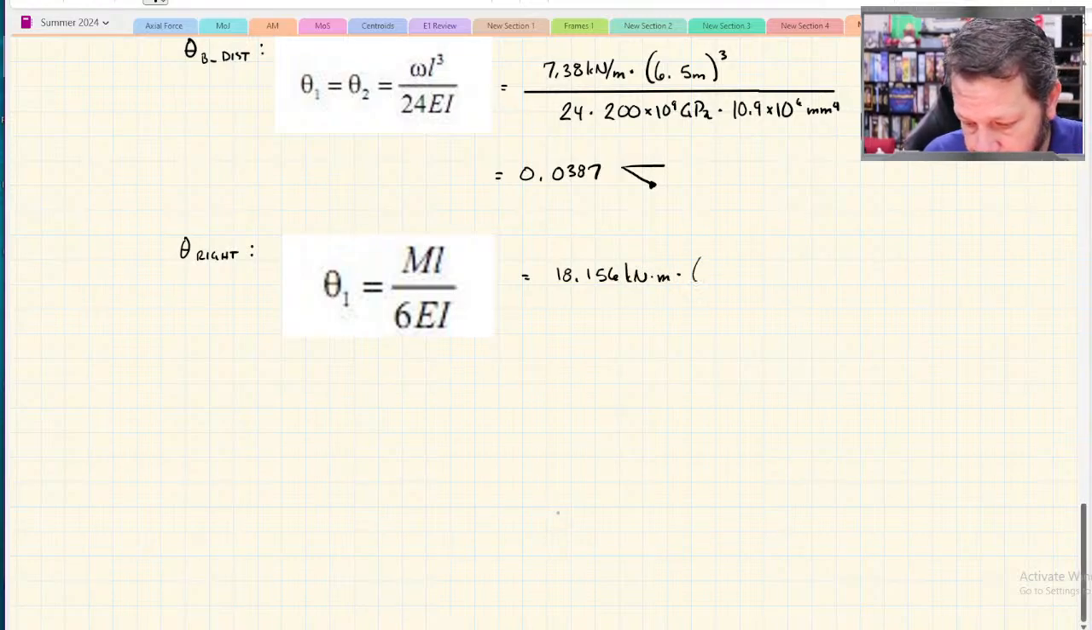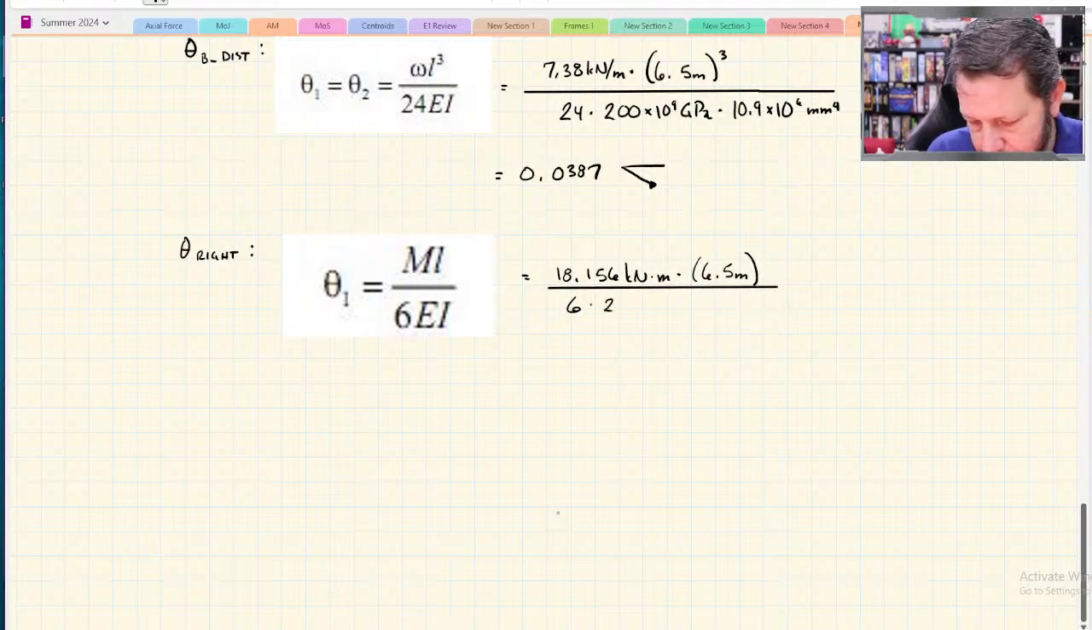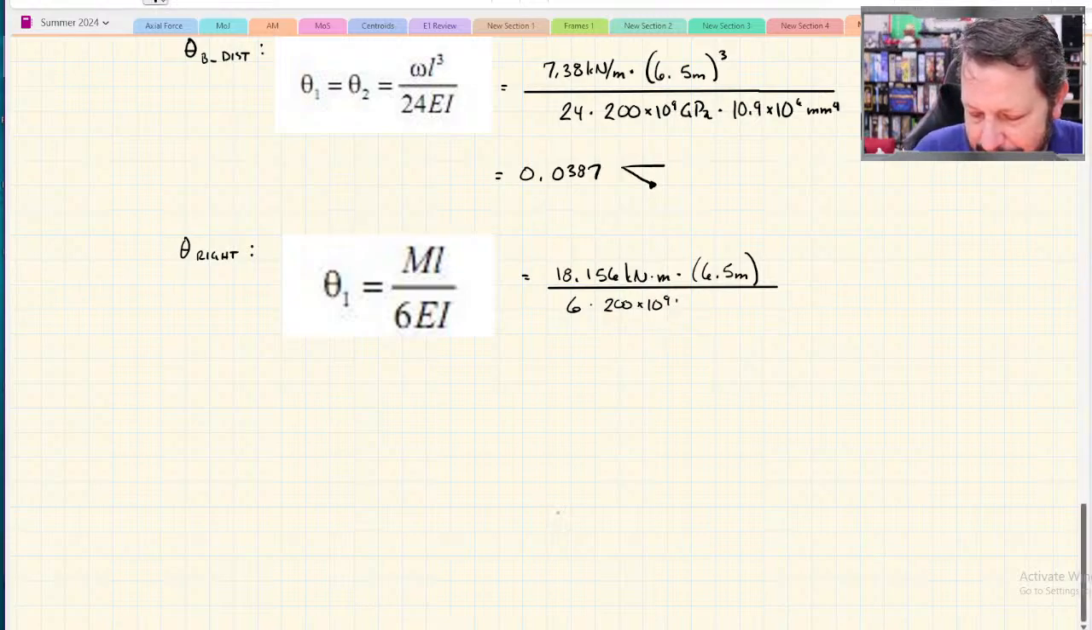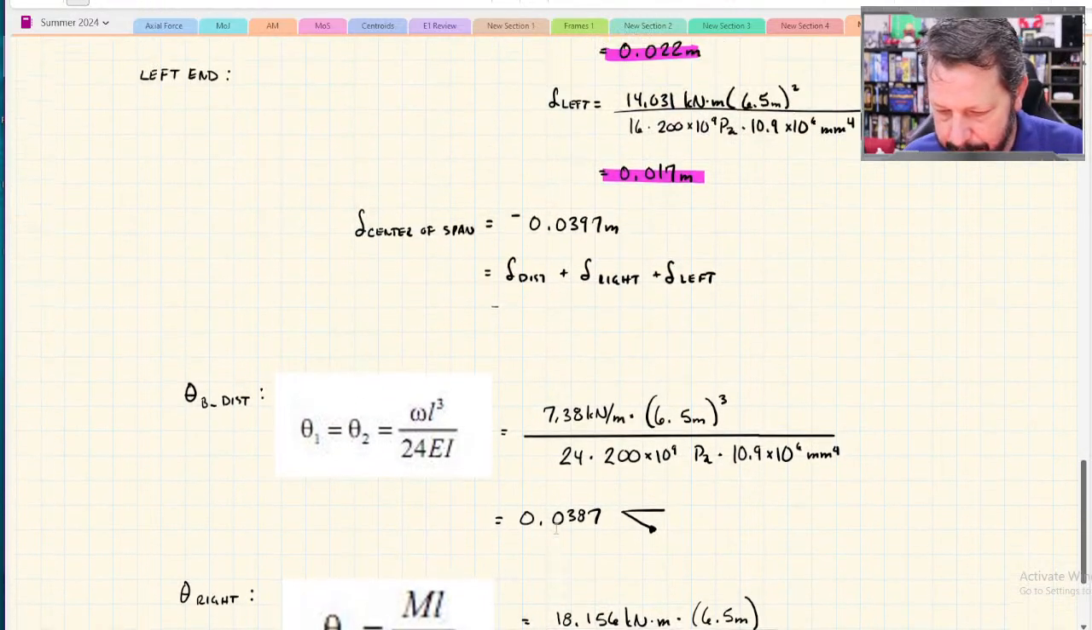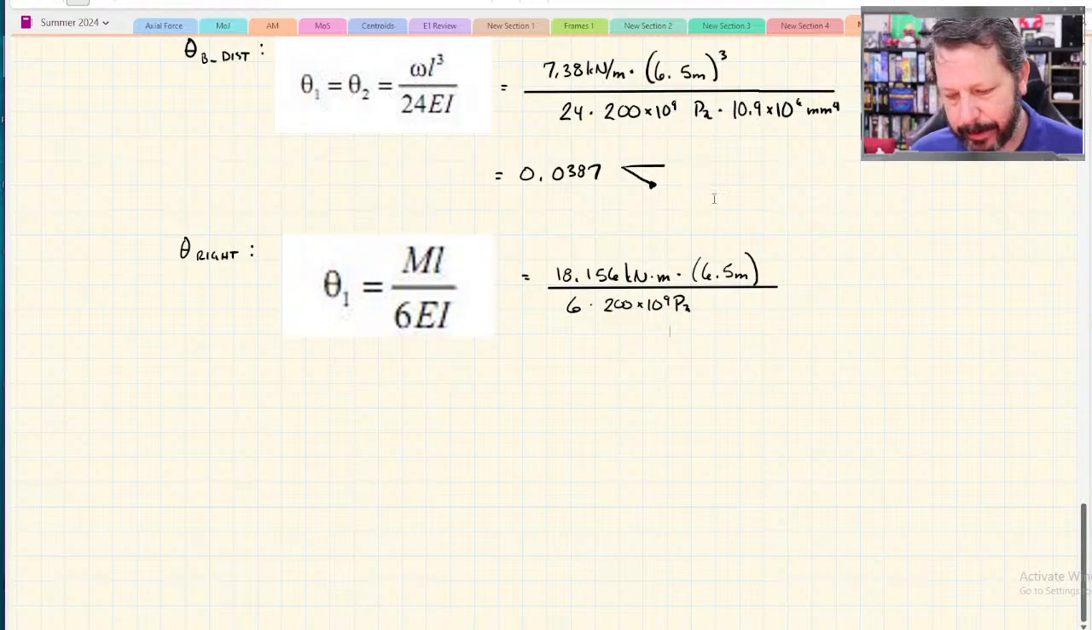Same L, 6.5 meters. We don't have to do any exponent there. And similar denominator, but it's 6 times 200. Oh, you know what? I've been writing 200 times 10 to the 9th gigapascals. That's not right. It's 200 times 10 to the 9th pascals. I just saw that. How many times have I done that? Oh, just those 2 times. So the other times I wrote it correctly. 10 to the 9th pascals. But on that one I had written 10 to the 9th gigapascals. That would be a lot of pascals.